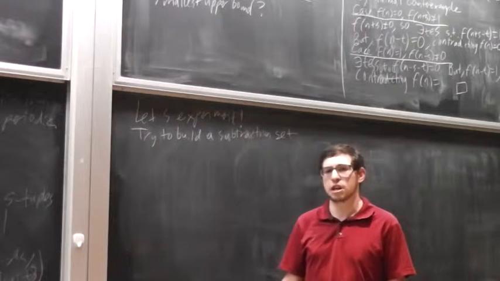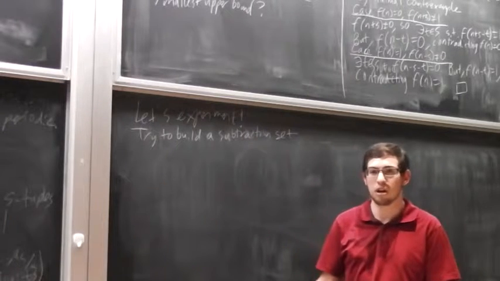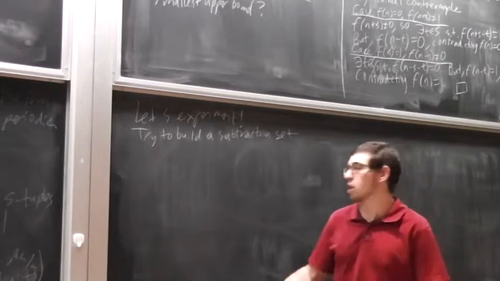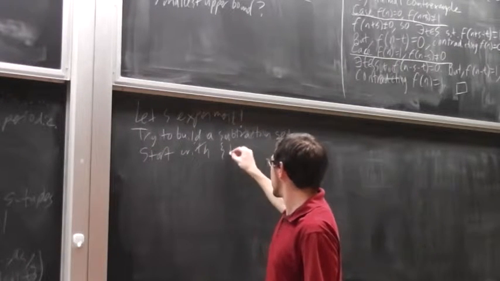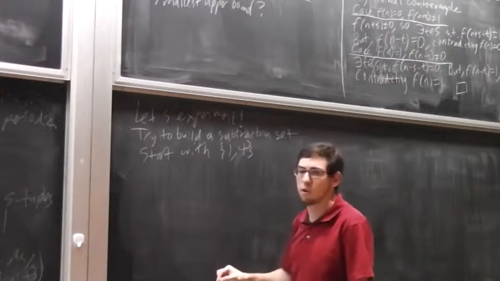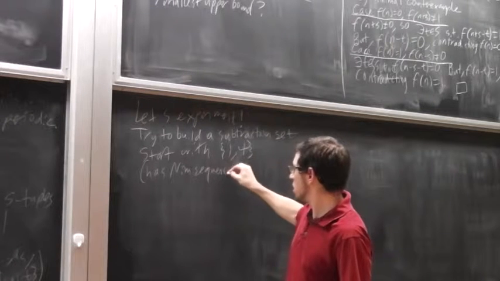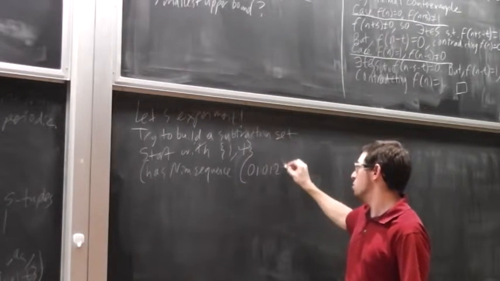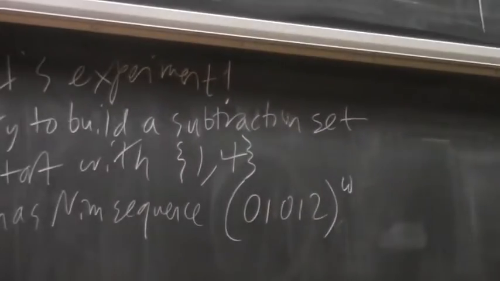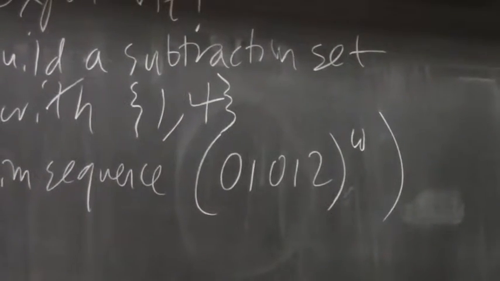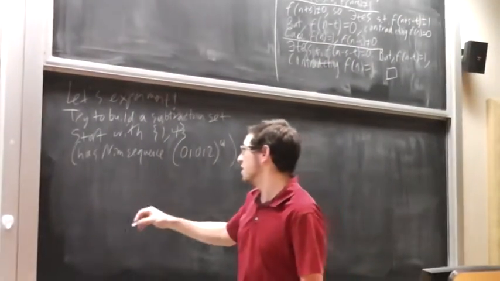And throwing in 3 seems counterproductive just because the nim sequence of 1, 3 is the same as the nim sequence of 1. So we're going to start with 1, 4. And 1, 4 has nim sequence 0, 1, 0, 1, 2, and I'm going to borrow this notation from combinatorics on words to denote you take this and repeat it forever. So we have this nim sequence with 1, 4. So let's try a greedy algorithm to extend this.